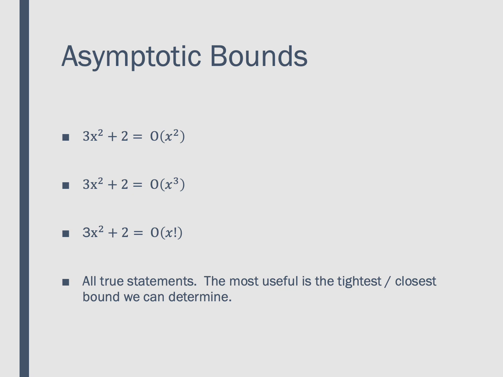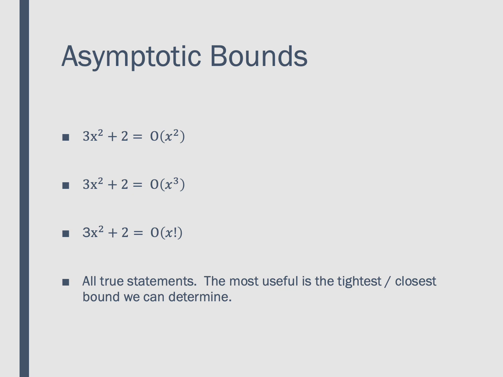So let's now look at how we apply these asymptotic bounds to real functions. Here we have the expression 3x squared plus 2, and we are analyzing it in terms of its growth rate. First we see that 3x squared plus 2 equals big O of x squared. This is correct because the x squared term dominates the growth of the function as x becomes very large. The constant 2 becomes insignificant and the coefficient 3 is ignored in asymptotic analysis.